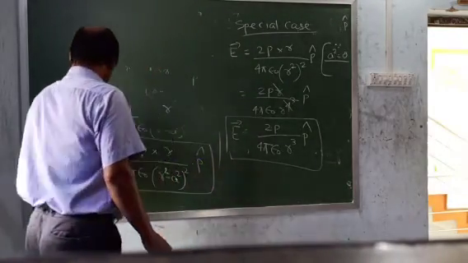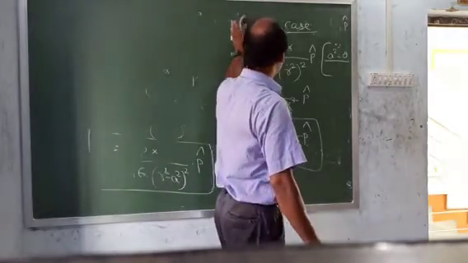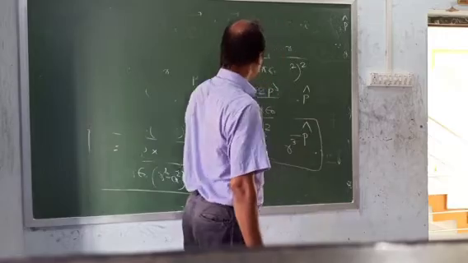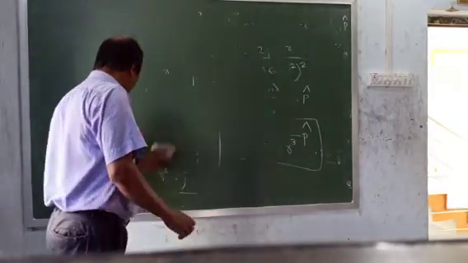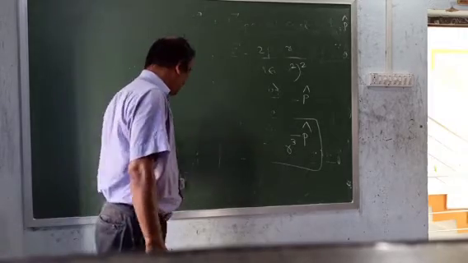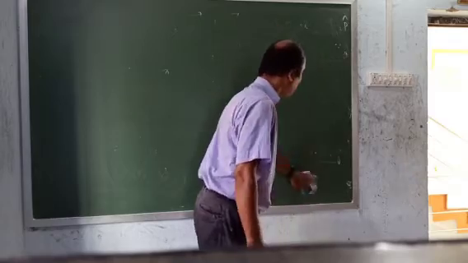Okay. Next class we will derive another formula, that is the electric field on the equatorial line of a dipole. We have to find the electric field on the equatorial line. In the next session of our video we will derive that. Okay, so let us stop.